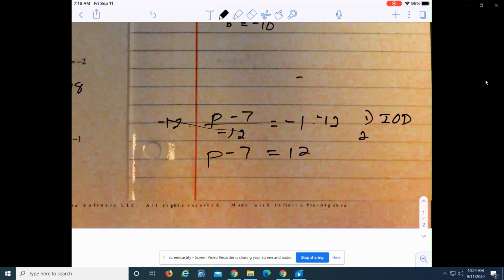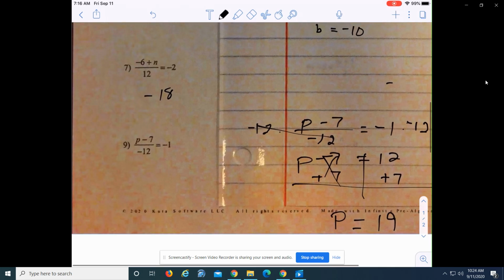And then we're going to do the inverse of subtraction. Plus 7 on both sides of the equal sign. We're going to get the 7's cancel, the p drops down, and 12 plus 7 is 19. Remember, the inverse means to do the opposite, so for this one, 19 is the answer.